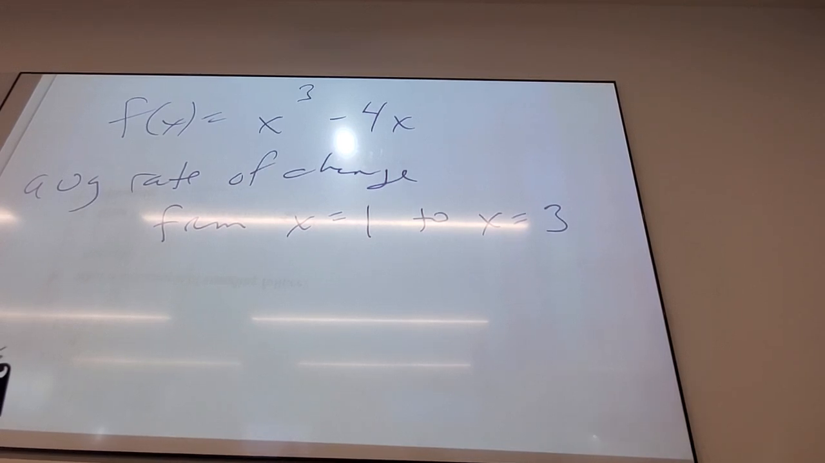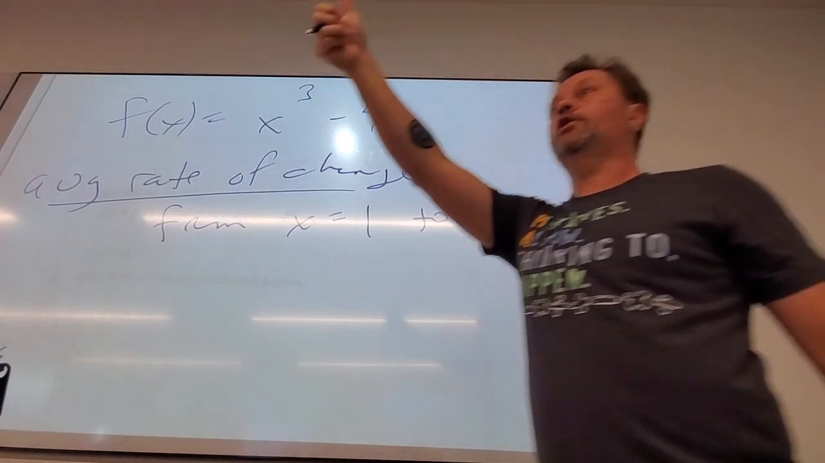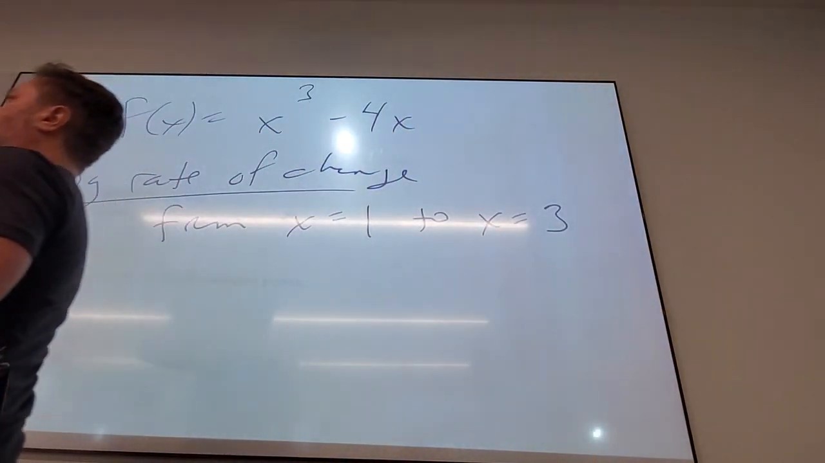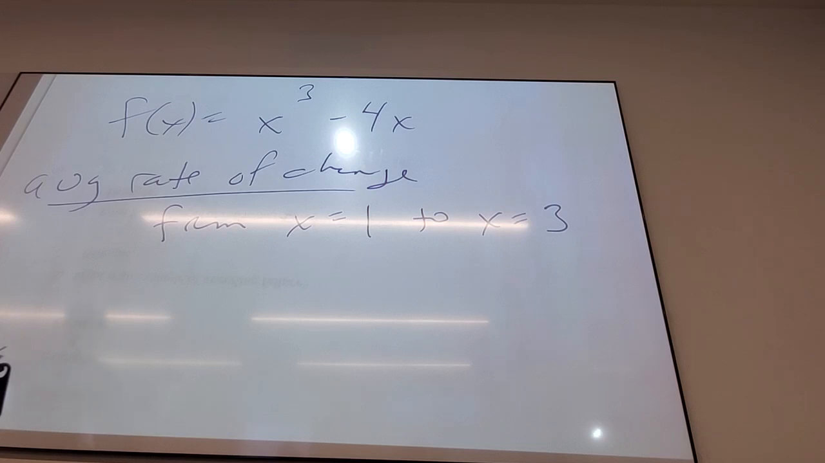So I remember, when I see this phrase, average rate of change, I think slope. How do I calculate the slope? What do I need to get the slope? I need 2 points. I gave us x values.